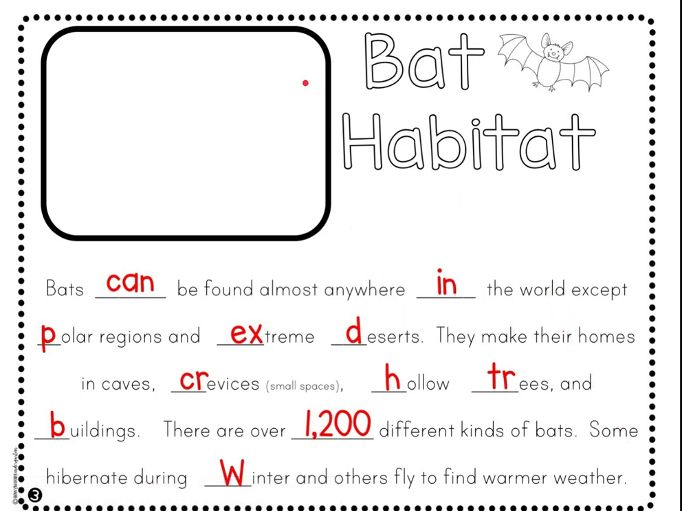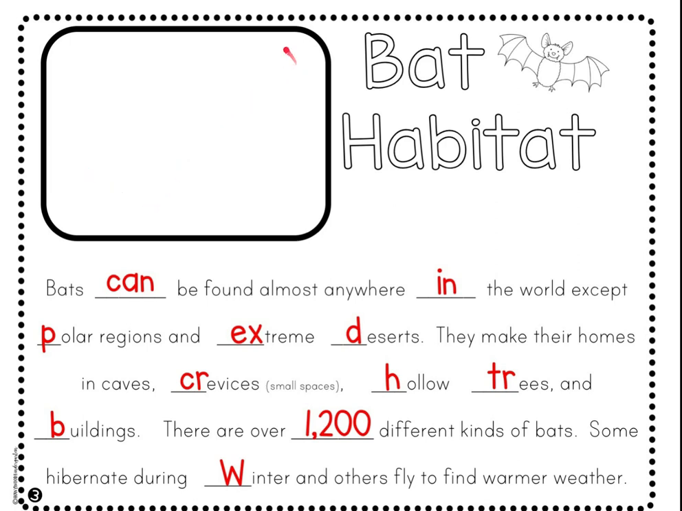Now that we've completed this page about the habitat of a bat, I would like you to draw a picture here in this upper box about what you learned about a bat's habitat. This could be maybe something like a sign to show that bats don't like extreme weather. So you could draw a sign with hot and cold and draw a big red X over it to show that bats don't like really hot or really cold weather.